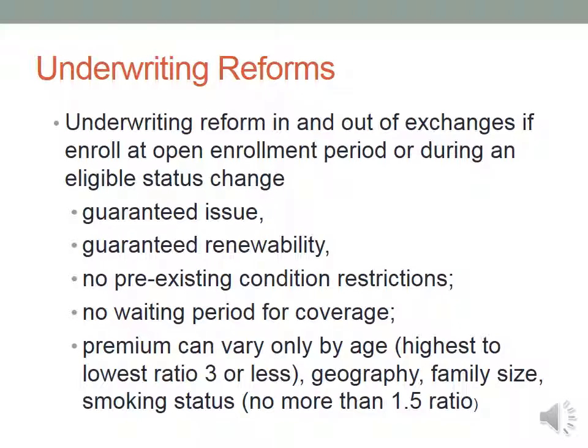The difference between the average cost of a 65-year-old versus a 25-year-old is pretty big. It's usually somewhere in the neighborhood of 7 times the cost of the young person. But under this underwriting reform, that premium slope can't be any larger than 3. So the highest costing age can't be more than 3 times the lowest costing age. Likewise, for smoking status, smokers can't cost more than 1.5 times non-smokers.